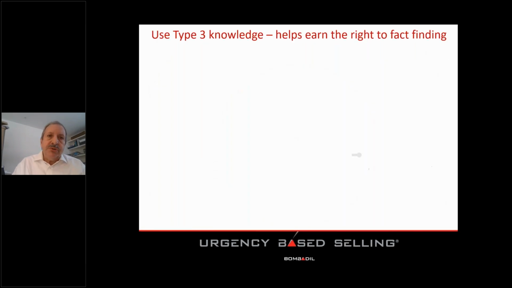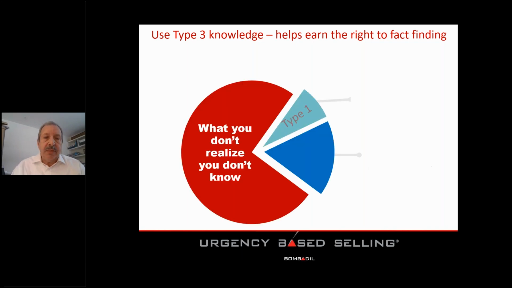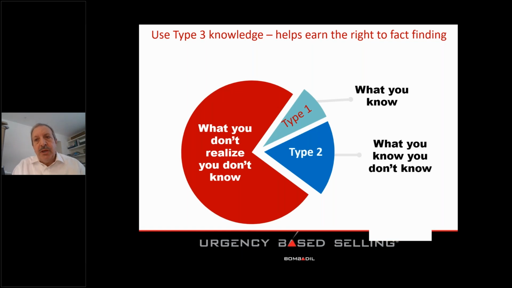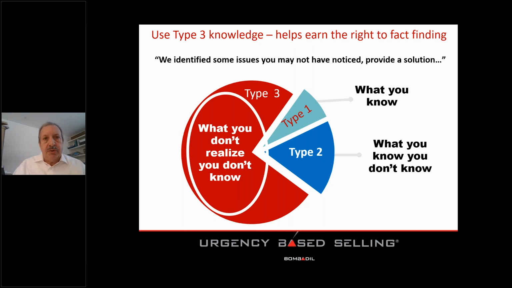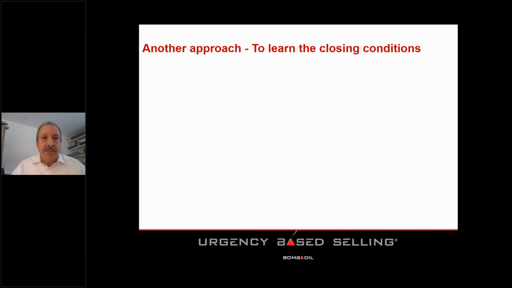One way is to use type 3 knowledge. It helps earn the right to fact-finding. So there are 3 types of knowledge. Type 1 is what we know, type 2 is what we know we don't know, and type 3 is what we don't realize we don't know. So a script we could use is, we identified some issues you may not have noticed. We provide a solution for it. That's a way to get into a conversation that can lead to fact-finding.